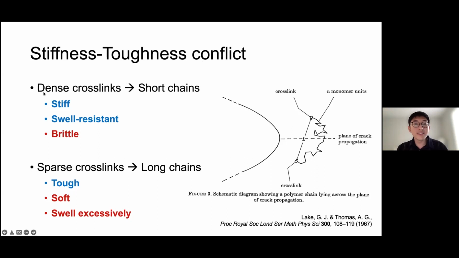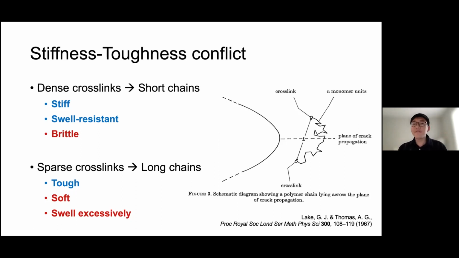Let's say we put in dense crosslinks, then chains become shorter, and the material is stiff, but at the same time the material cannot be tough. Again, the amount of energy you store in a chain is less, which is linearly proportional to the length of the chain.